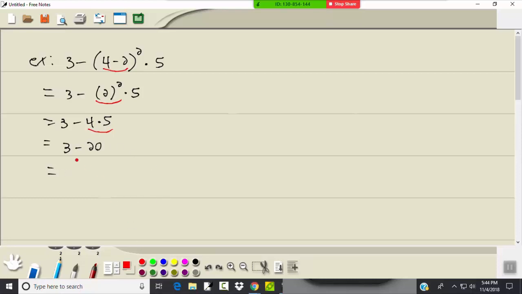And then Aunt Sally, add or subtract. Well, we saw this earlier. Positive number, negative number, you ignore the signs, subtract the smaller from the larger. 20 minus 3 is 17. And the sign of your answer is the original sign of the larger number, which is negative. So our answer is negative 17.